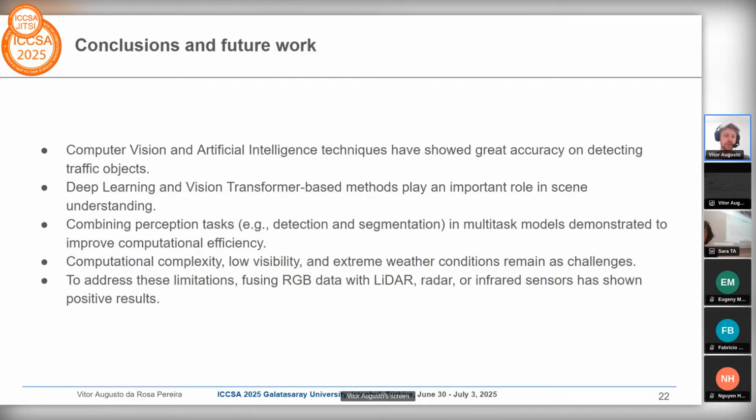And combining perception tasks such as detection and segmentation in one single multitask model demonstrated improved computational efficiency, but computational complexity, low visibility, and extreme weather conditions remain as challenges for those authors. But to address these limitations, the authors also fuse the RGB data with LiDAR, radar, or even infrared sensors, and these approaches have shown positive results in avoiding these limitations.